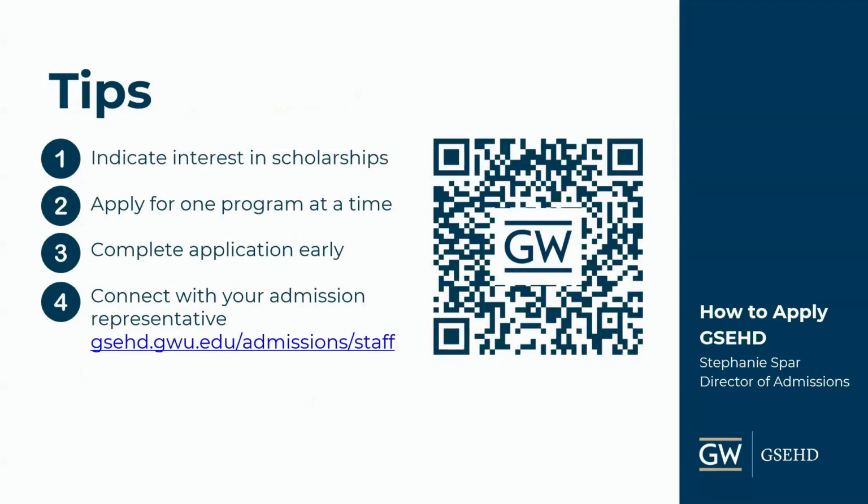And so, last but not least, we will leave you with some tips in reference to your application process. If you want to scan the QR code on the screen, that will also take you to some more information. But in your application, again, you want to make sure that if you're interested in funding or scholarships, you indicate that in your application. So again, there will be a question that asks you if you're interested in being considered. You want to make sure that you check yes or check the box.